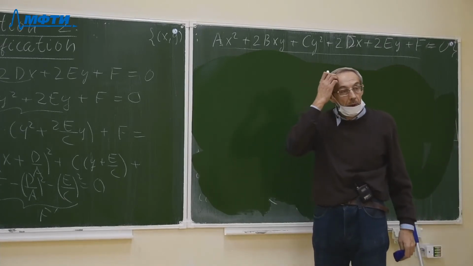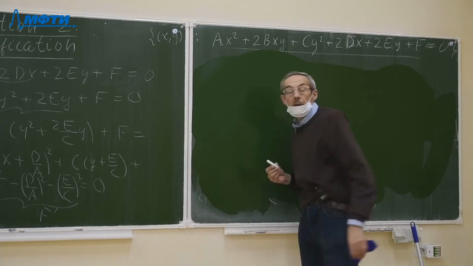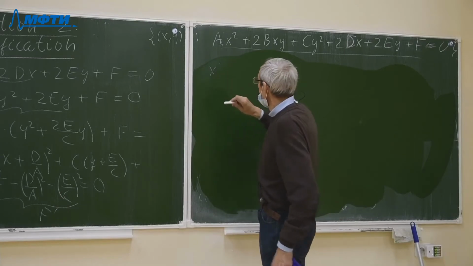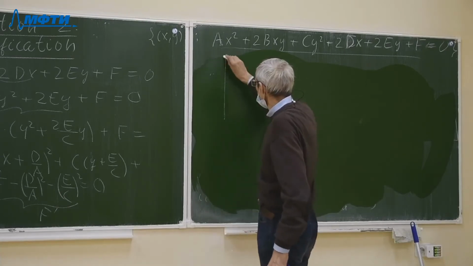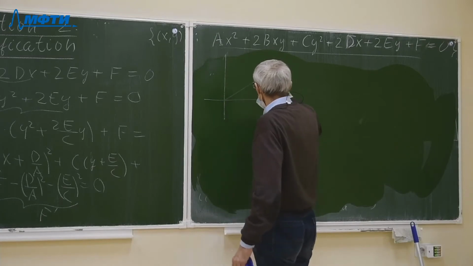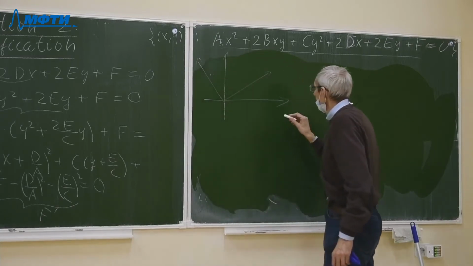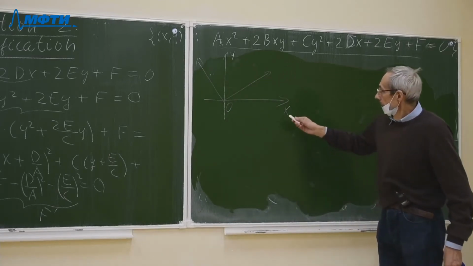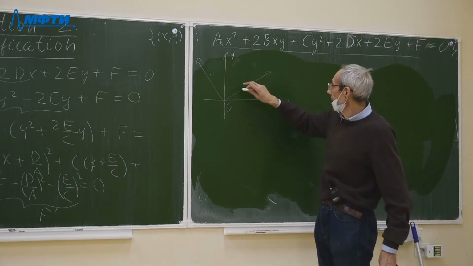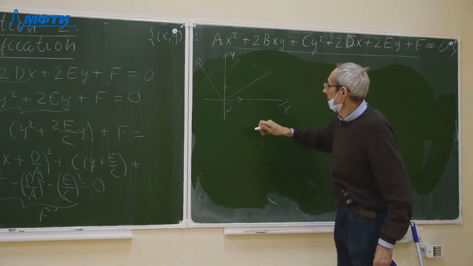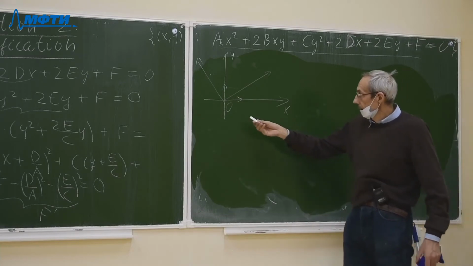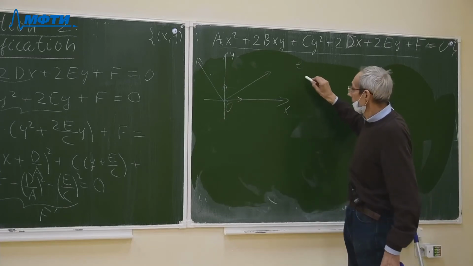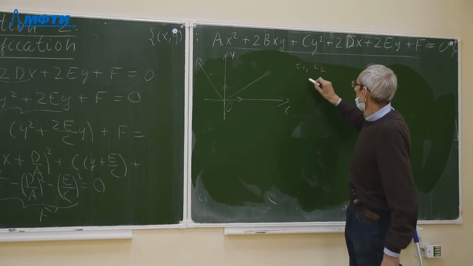In the first lecture, we considered the transformation of rotation. I recall that we have two coordinate or reference systems. The first coordinate system, x, O, y, has the origin O and an orthonormal basis E1, E2.